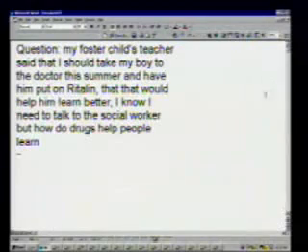And this is an email question. My foster teacher said that I should take my boy to a doctor this summer and have him put on Ritalin. That would help him learn better. I know I need to talk to the social worker, but how do drugs help people learn? That's a very controversial topic.